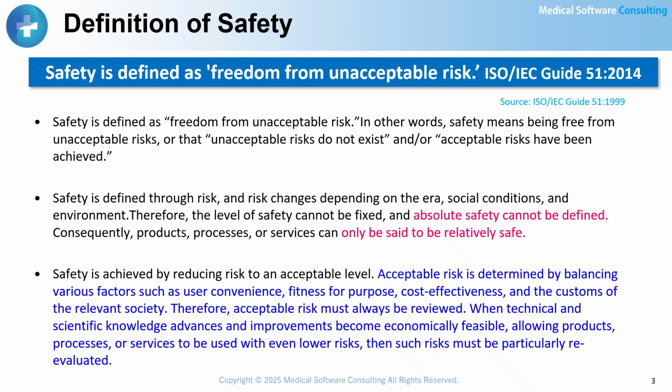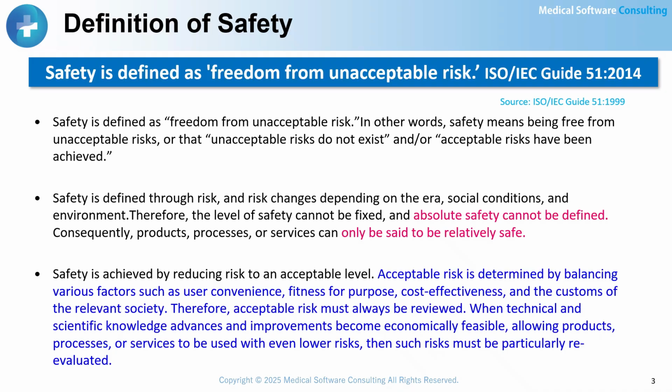Safety is defined as the absence of unacceptable risk. One of the most widely used references is ISO/IEC Guide 51. Although this guide was revised in 2014, the 1999 edition gives a very clear explanation of the concept of safety, and I'd like to introduce that here. According to Guide 51, safety means that unacceptable risks do not exist. In other words, being safe means being free from risks that cannot be accepted or that acceptable risks have been achieved.